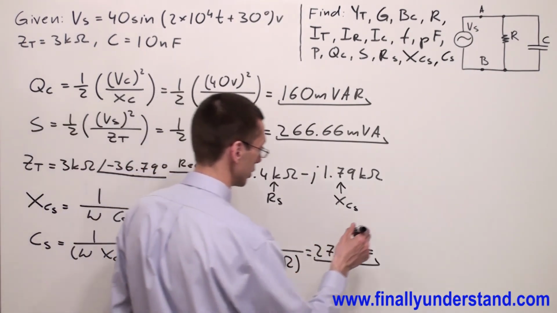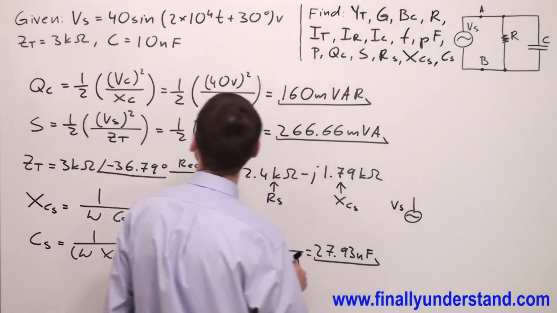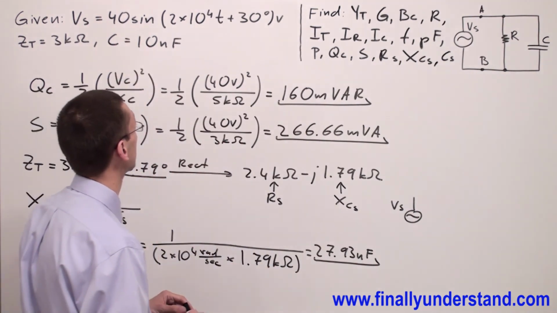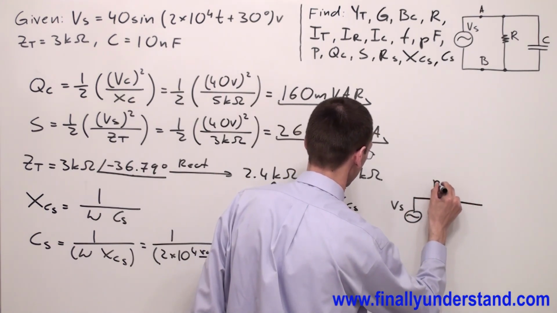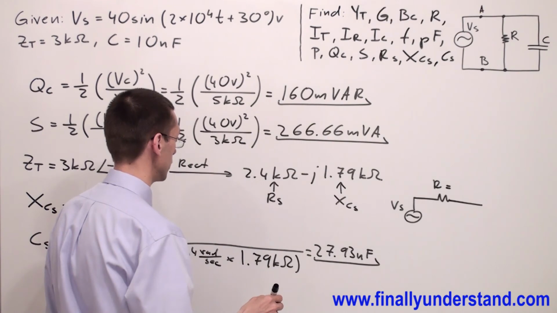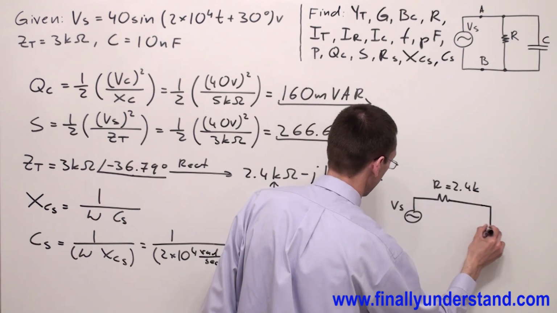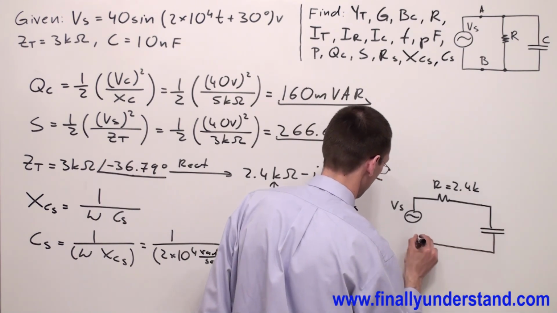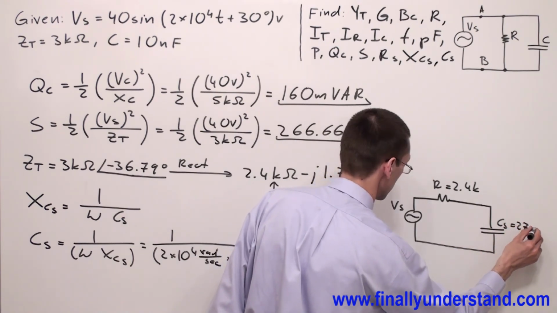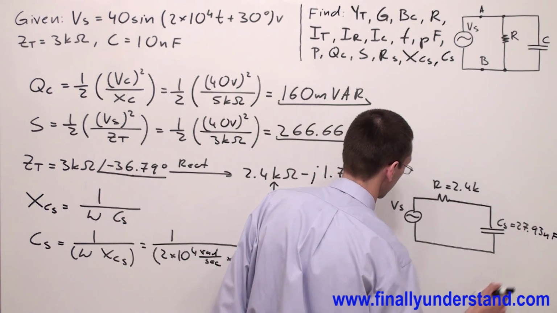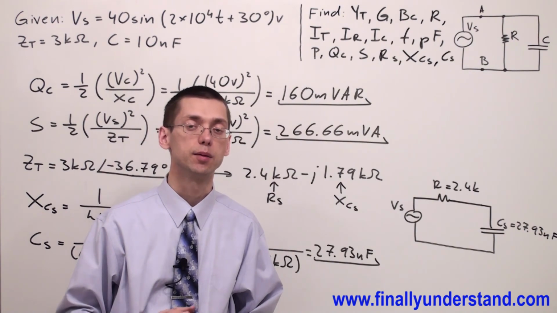Next, you can draw the diagram. So I have a voltage source with voltage 40 sine omega t plus angle, and I have a resistor with the resistance of 2.4 kiloohms and a capacitor with capacitance 27.93 nanofarads. Okay, so at this moment we can say that the problem is solved.